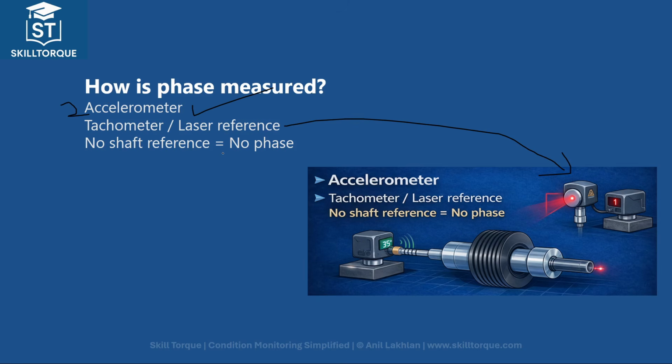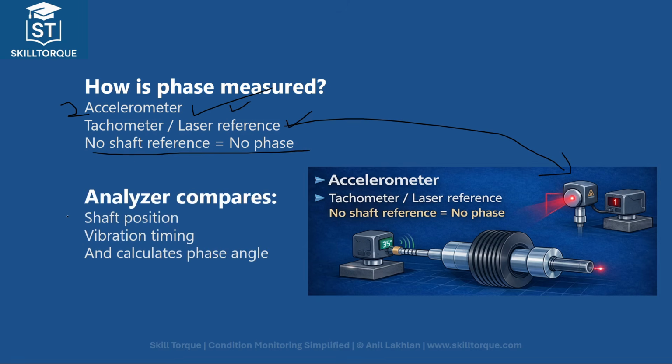But here we will be discussing the case where we have one vibration sensor and one tachometer to measure the phase of our equipment, okay? So what will the tachometer tell us? The tachometer will tell us the exact position of the shaft, okay? And the vibration sensor, that is the accelerometer, will give me a clear sine waveform, or you can say the clear vibration signals from the equipment, okay?